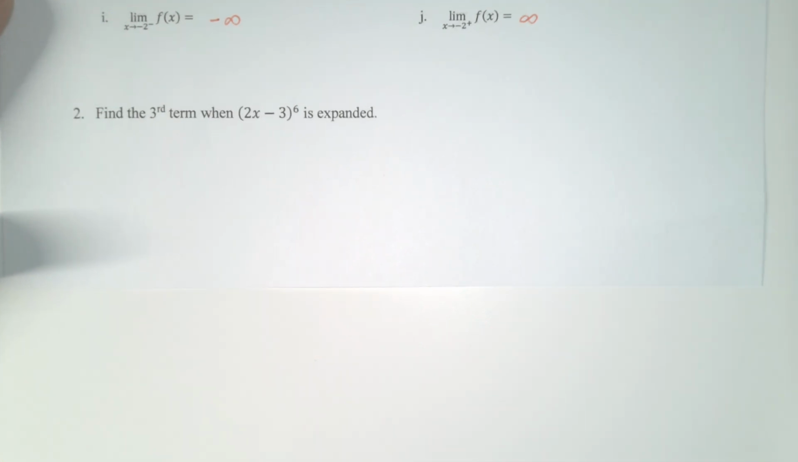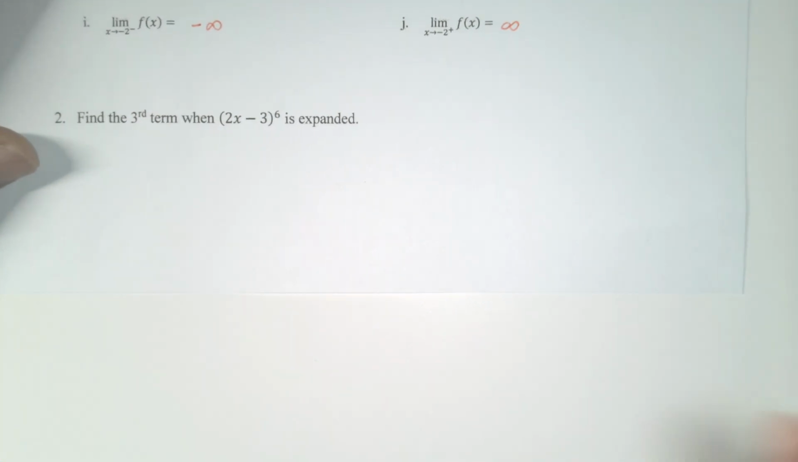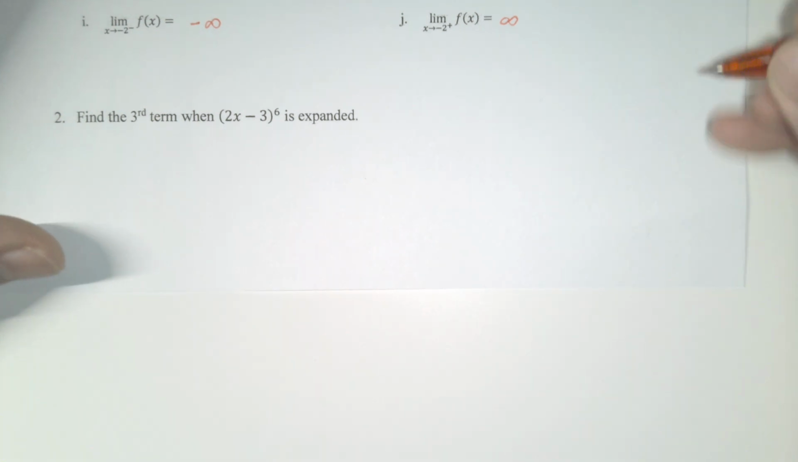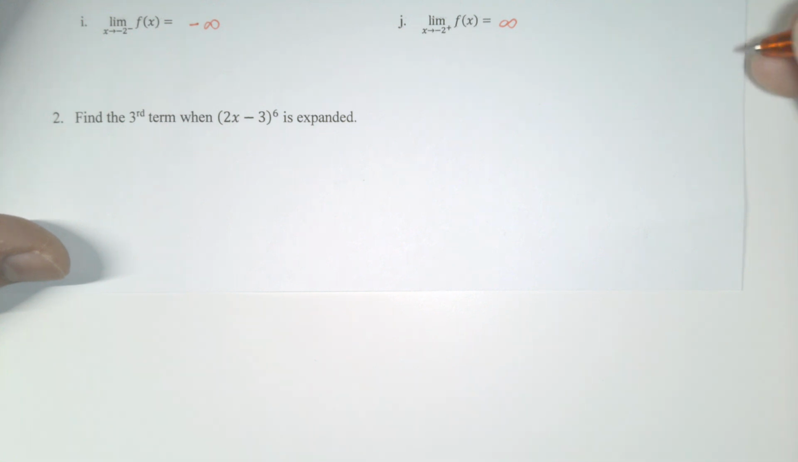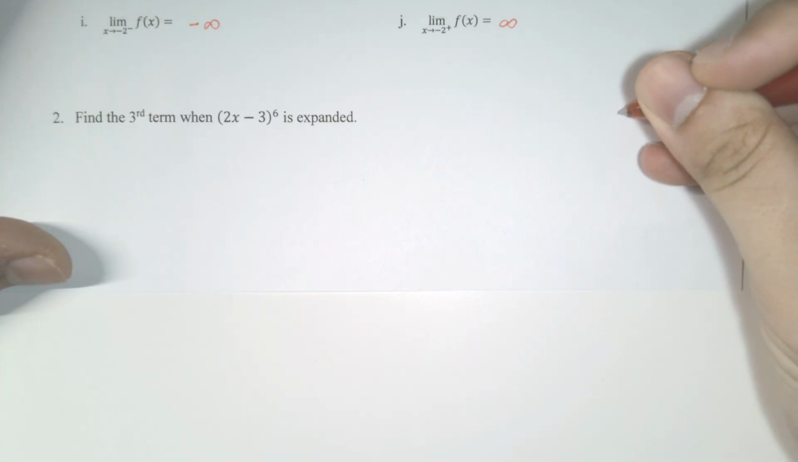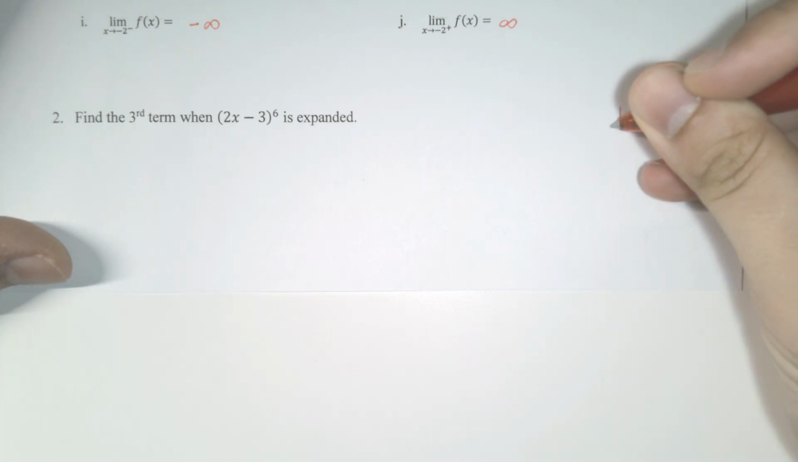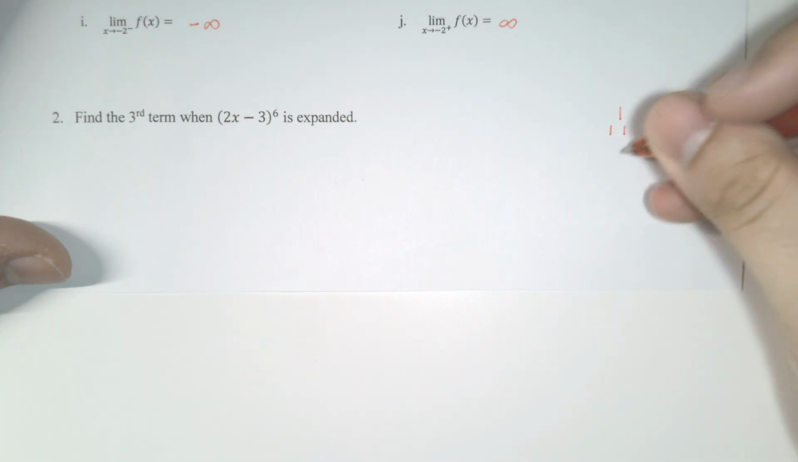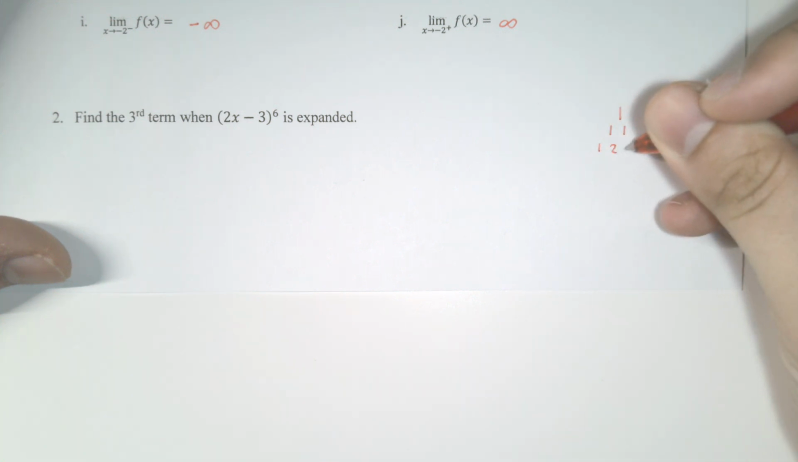So now we want to find the third term when 2x minus 3 to the power of 6 is expanded. The first thing we need is Pascal's triangle. You will need to know this on your exam. So first we need to make Pascal's triangle. And again, I will not provide this to you. So Pascal's triangle, we start with 1, 1, and 1. And then 1, 2, 1.